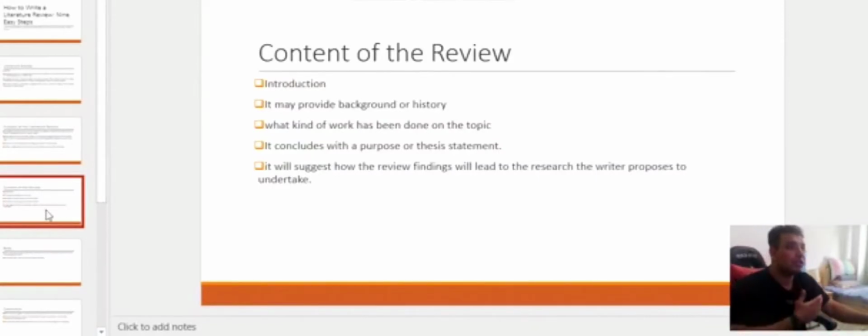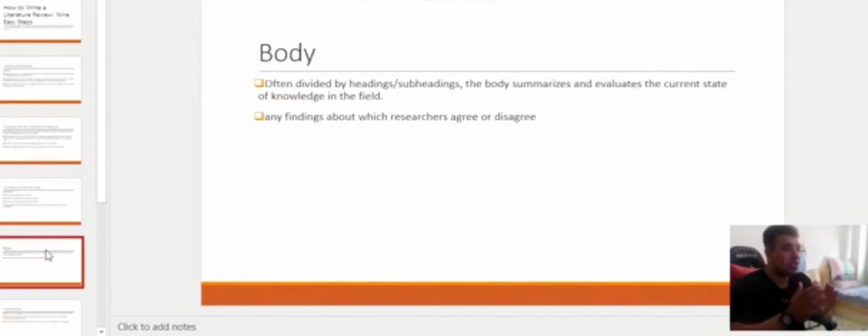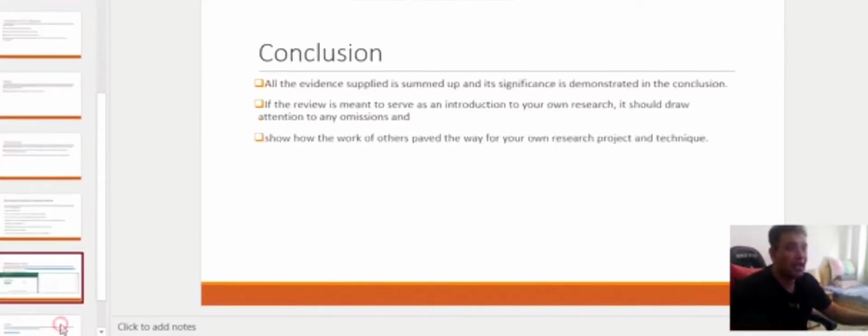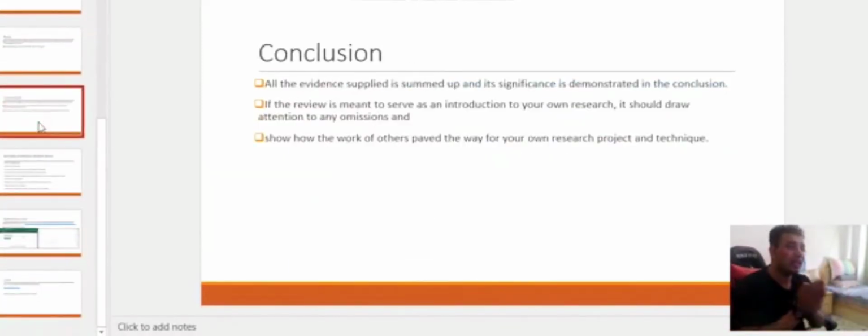So the content first is the introduction, and the second is the body, often divided by headings and subheadings. As everyone knows, the body summarizes and evaluates the current state of knowledge in the field, and any findings about what the researchers agree or disagree on. And the last one is a conclusion.